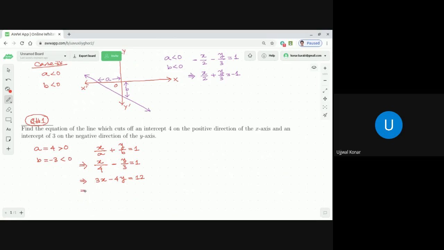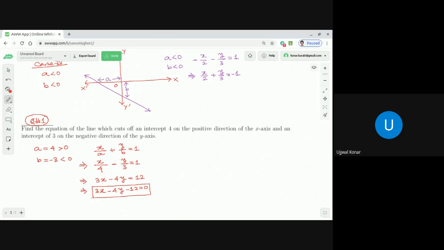Or we can say that 3x minus 4y minus 12 is equal to 0, which is in the form of the general equation of a straight line, ax plus by plus c is equal to 0. So this is the required equation of the straight line, which makes an intercept 4 on the positive direction of x-axis and 3 on the negative direction of y-axis.